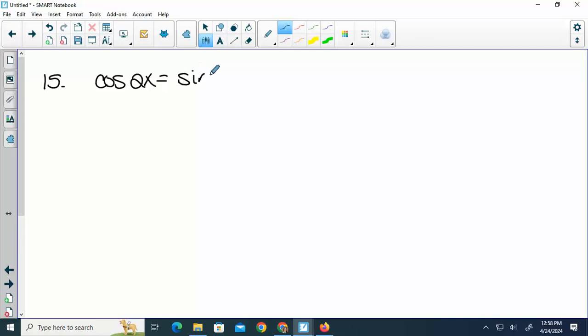Okay, this one is a problem. When I look at it, not only do we have two trig functions, we have two different angles. We have a 2x and an x. When I see that, that's when I'm going to try to use an identity. So we have a double angle formula.